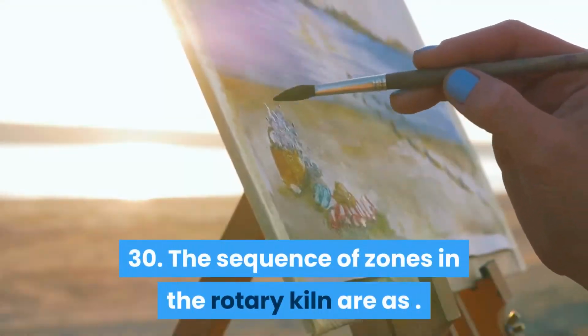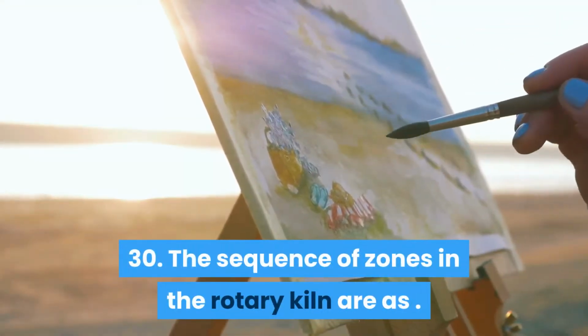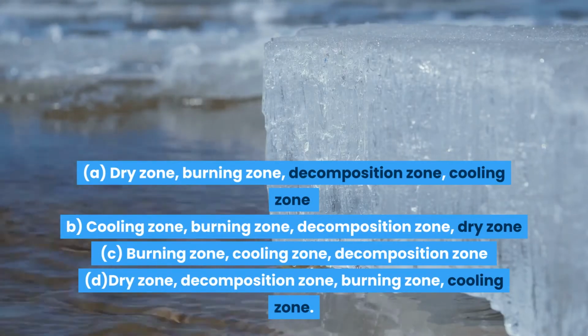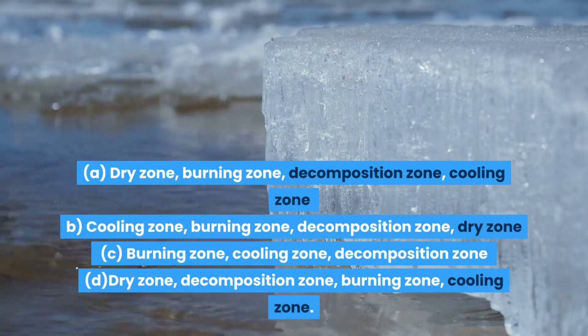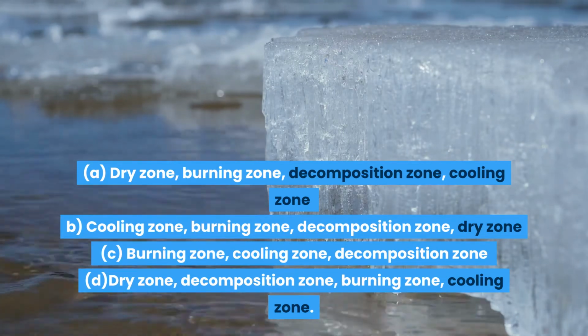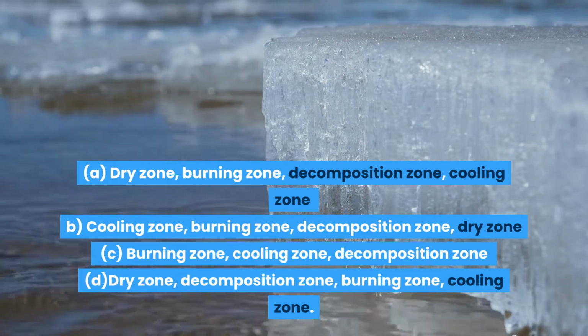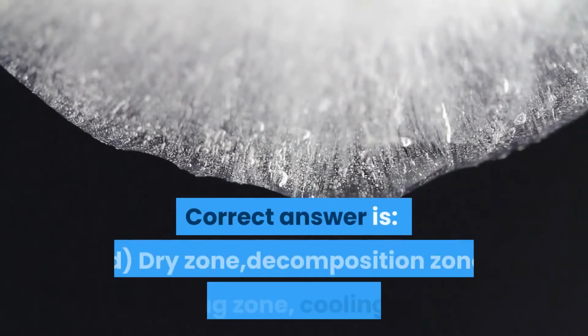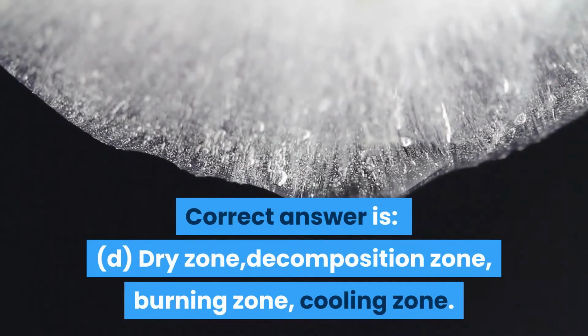30. The sequence of zones in the rotary kiln is: A. Dry zone, burning zone, decomposition zone, cooling zone, B. Cooling zone, burning zone, decomposition zone, dry zone, C. Burning zone, cooling zone, decomposition zone, D. Dry zone, decomposition zone, burning zone, cooling zone. Correct answer is D. Dry zone, decomposition zone, burning zone, cooling zone.